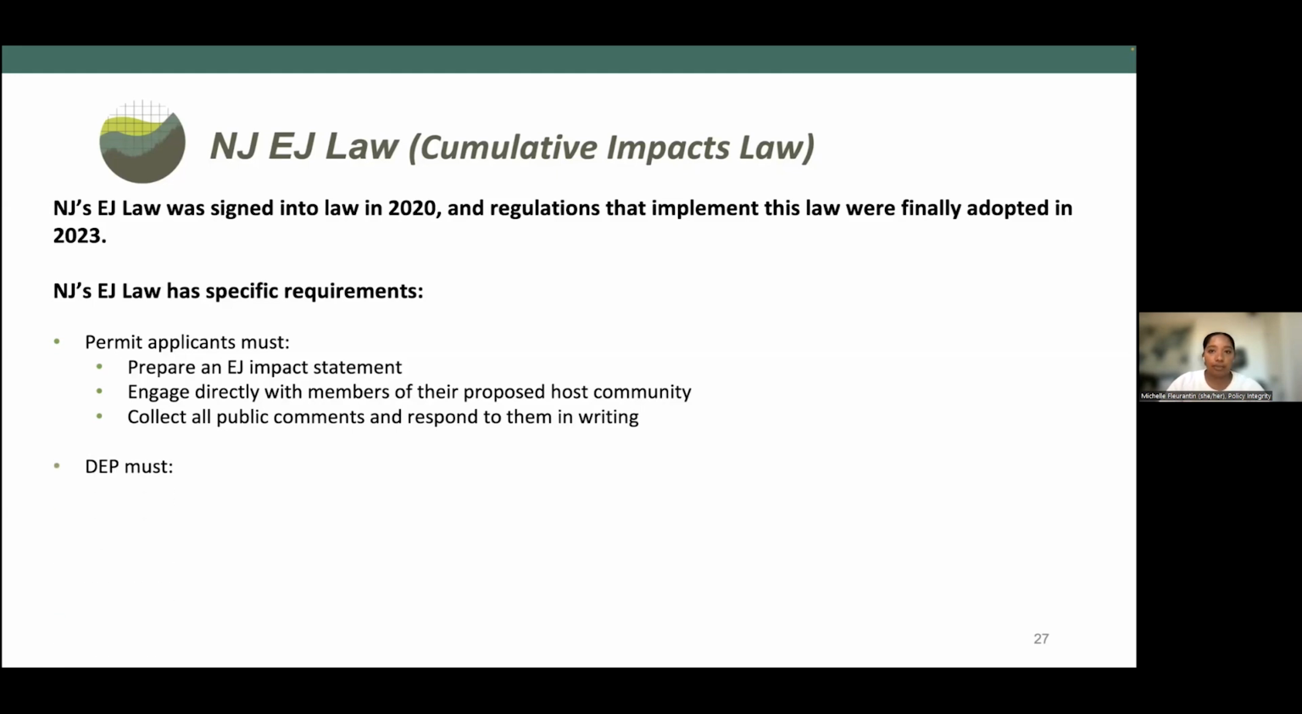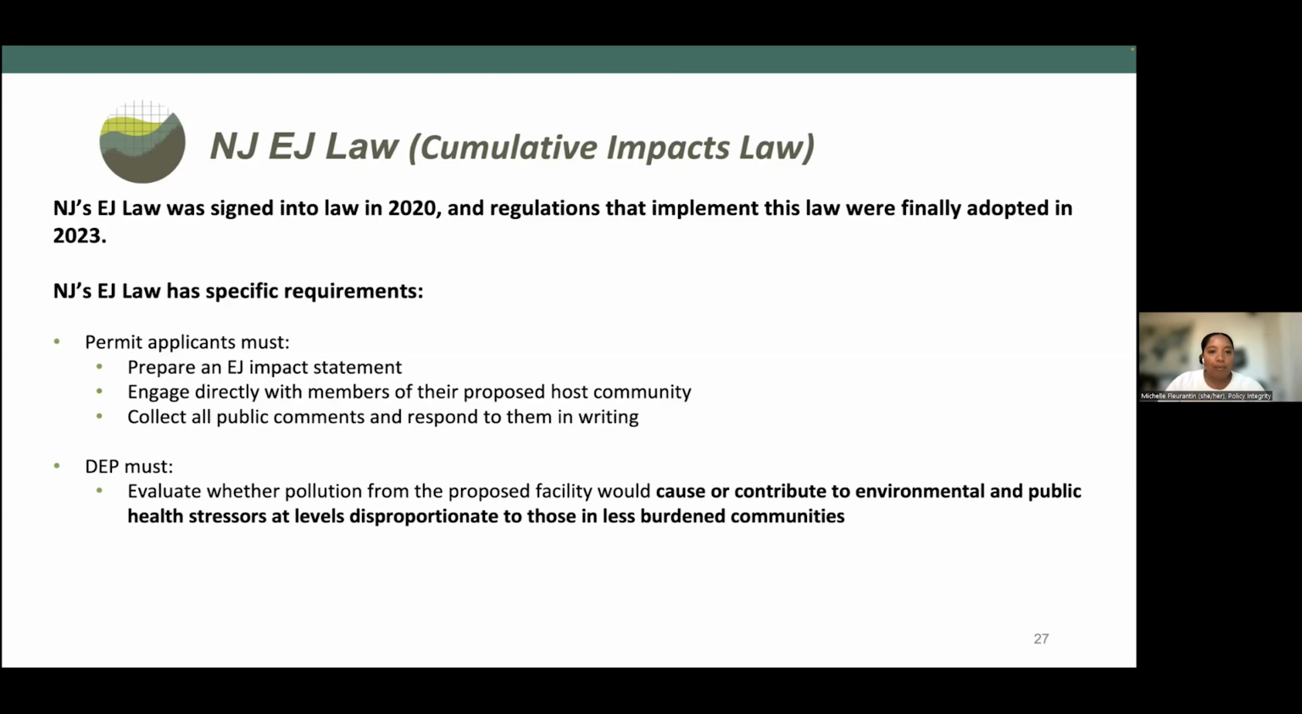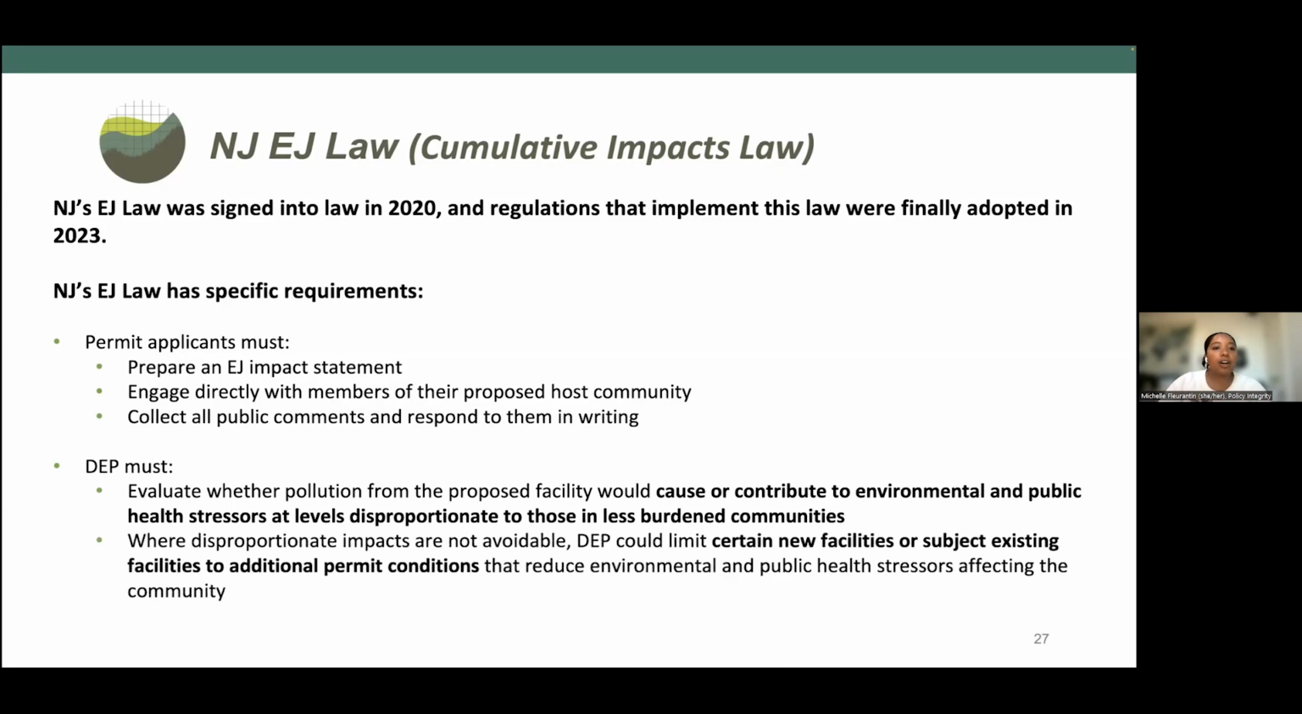DEP also has to evaluate whether pollution from the proposed facility would cause or contribute to environmental and public health stressors at levels disproportionate to those in less burdened communities. And DEP also has another requirement, which is where disproportionate impacts are not avoidable, DEP could limit certain new facilities or subject existing facilities to additional permit conditions that reduce the environmental and public health stressors affecting the community.